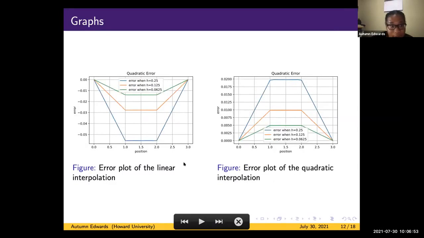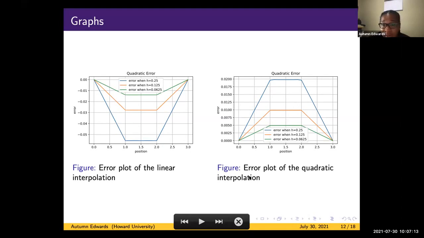Okay, and here are error plots. So we see here in the linear elasticity error plot, the error is really great right here for our 1/4. Then at 1/8, our error gets smaller, which we would assume. And as we get smaller and smaller with our nodal spacing, the error also gets smaller and smaller.